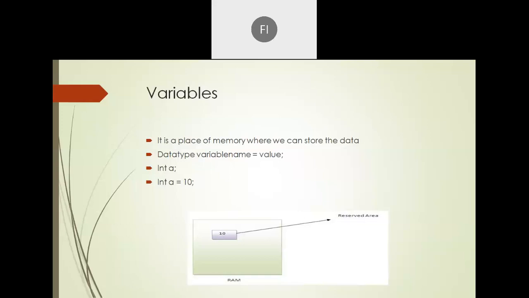The syntax is data type, followed by variable name, equal to value. Based on the value you are going to store in the variable, you need to define the data type for that variable. However many variables or values you want to use in your program, you can declare that many in the same way.